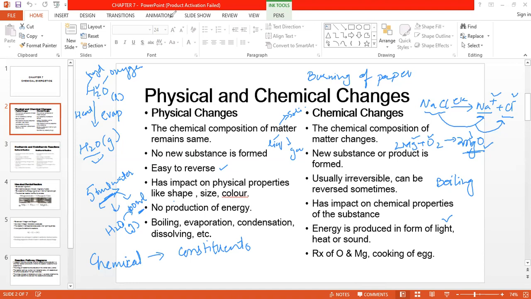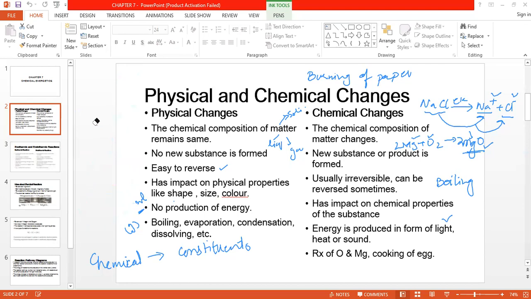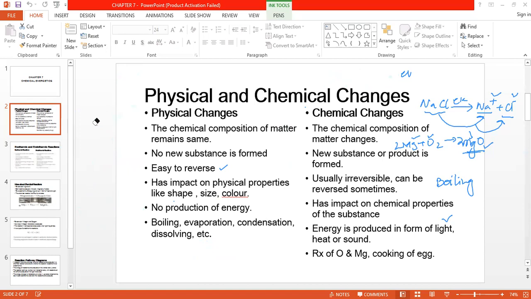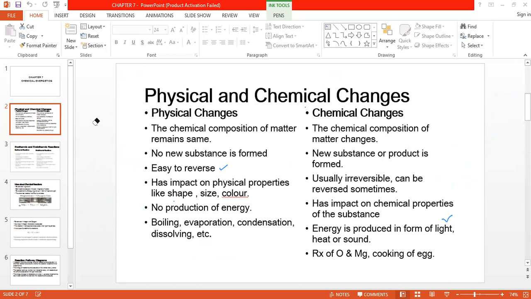So let's do a quick review of what we have studied. As far as physical and chemical changes are considered, in physical changes the composition remains the same, but in chemical changes the composition doesn't remain the same. In physical changes, no new substances form, while in chemical changes you'll see the formation of a new substance. And physical changes are easy to reverse, while chemical changes are mostly irreversible.